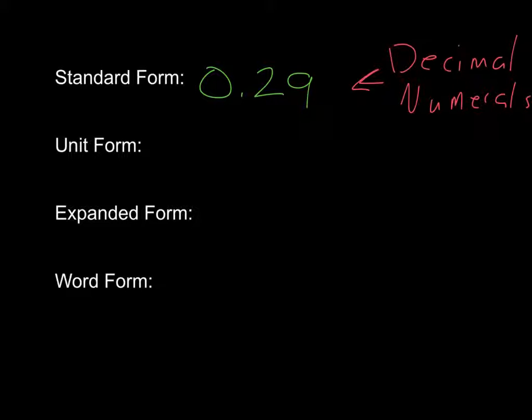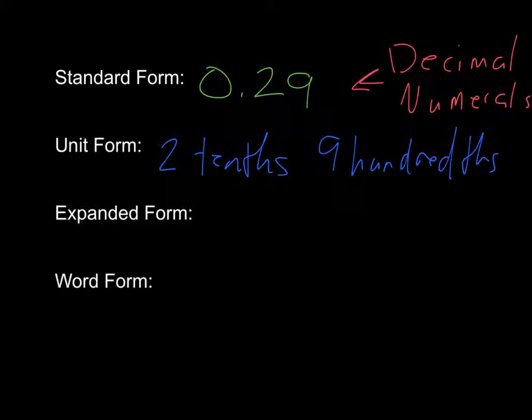There's also unit form, which breaks down what we have here. So we would have 2/10, 9 hundredths. So it's breaking it down into this piece and this piece. You notice that when we say this, it is 2/10, 9 hundredths, not 2/10 and 9 hundredths. We'll explain why in a moment.